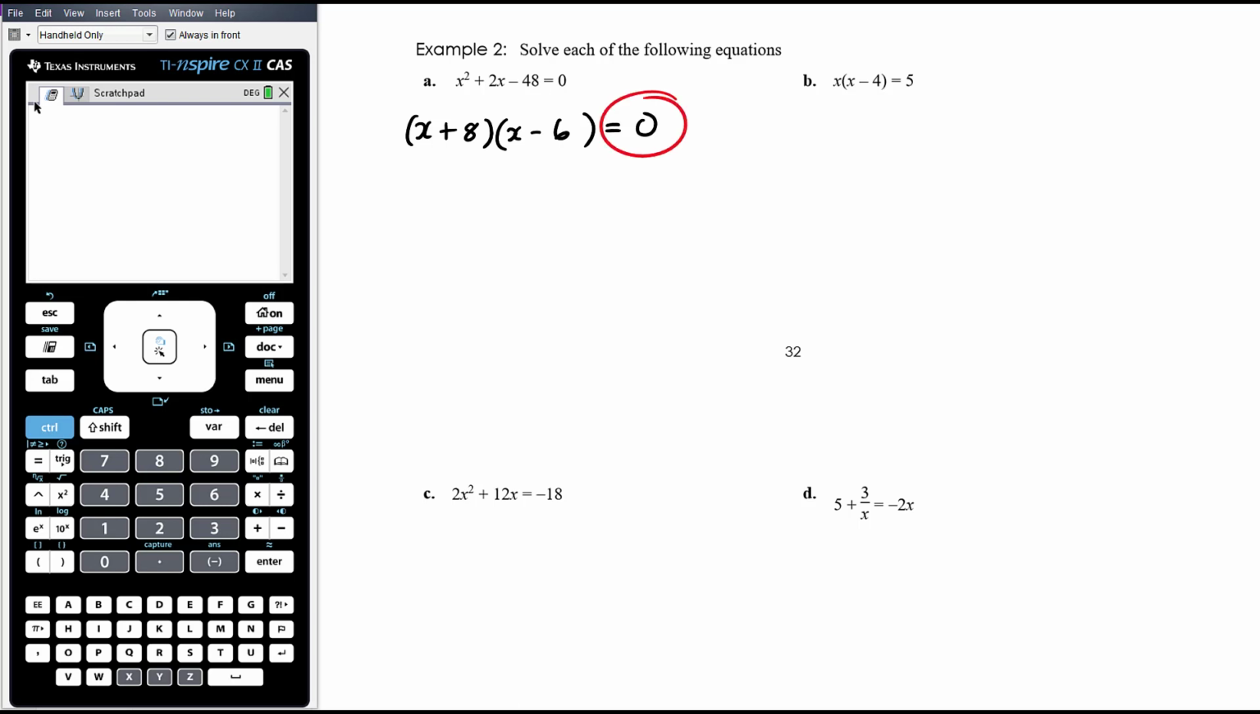Okay, it's a real pet peeve of mine when students frequently just leave it off here, and then they say that x equals negative 8, x equals 6. The only way that x equals negative 8 and x equals 6 from that previous line is because that equals 0. That's the whole point about the null factor law. You've got two things multiplying together to equal 0, which means either x plus 8 equals 0, which means x equals negative 8, or x minus 6 equals 0, which means x equals 6.